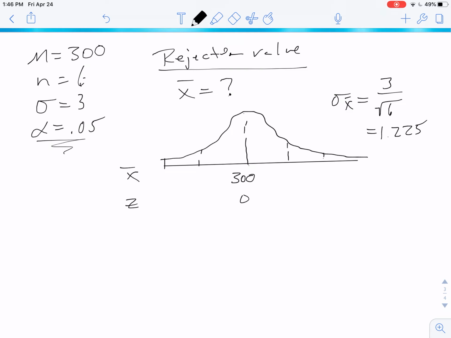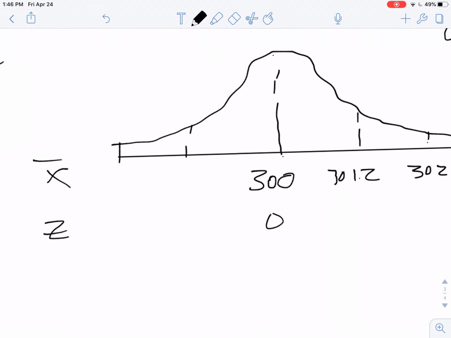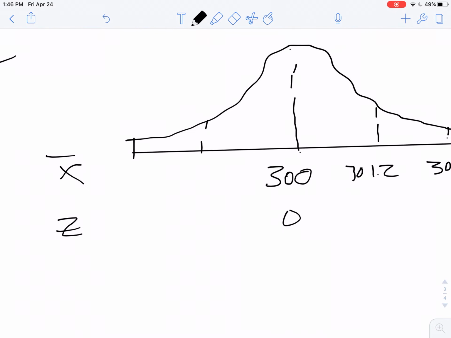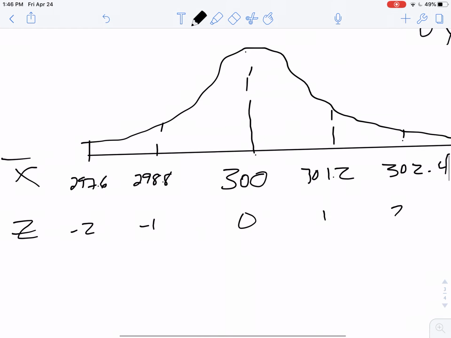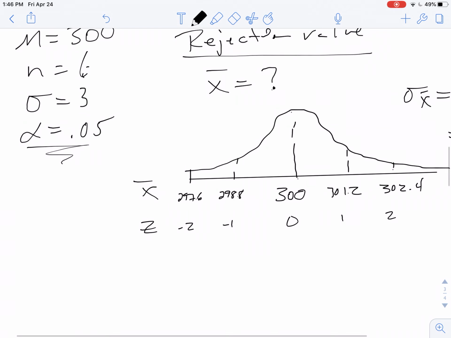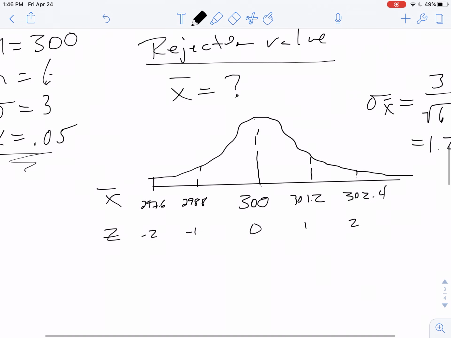So this is going to be about 301.2, 302.4, 298.8, 297.6. Okay, and they'll have the corresponding z-scores. Okay, so that is my picture.